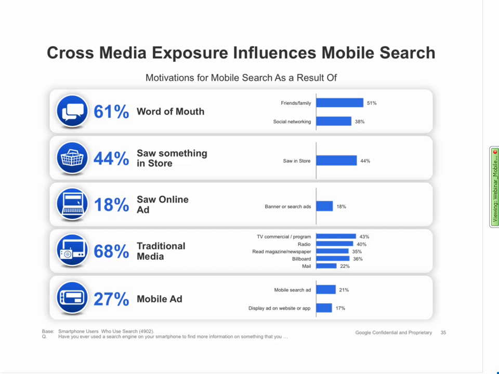68% of people are searching because of things they've seen on TV, which is 43%, or they're hearing on the radio, or reading in a magazine, or just seeing outdoors on billboards. People are also searching because of online ads, whether that's online on their computer or online on mobile. So 27% are searching because they've seen a mobile display ad or a mobile search ad. And the implications of this are that you really need to have an integrated cross-media strategy.